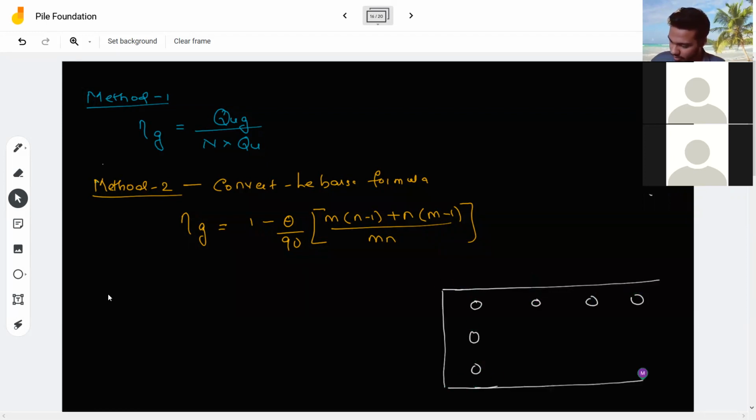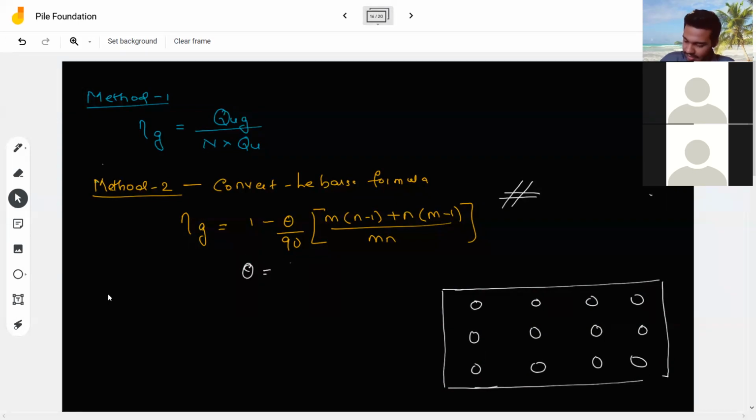Again the same. We have 3 piles in 12. This is a very important formula by the way. On this there are sums. In this, you have one more formula, that is theta equal to tan inverse of d by s. This also you have to remember. Now let us see one by one.